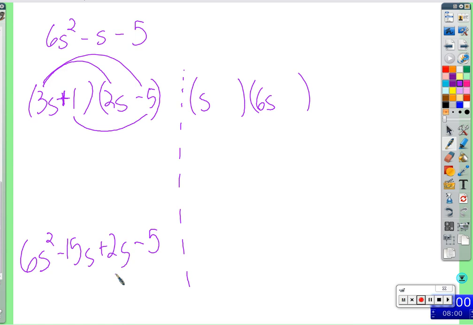So did we find it? Have we factored it correctly? Why not? It doesn't get this negative S like we want. It gives us -13S. All right, that is out. That whole combination didn't work out.